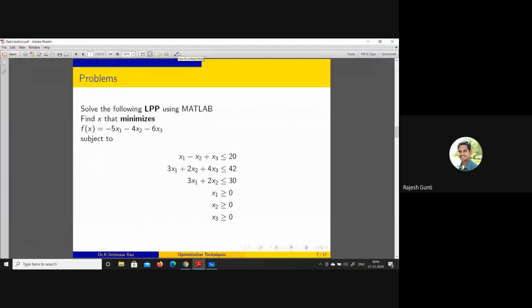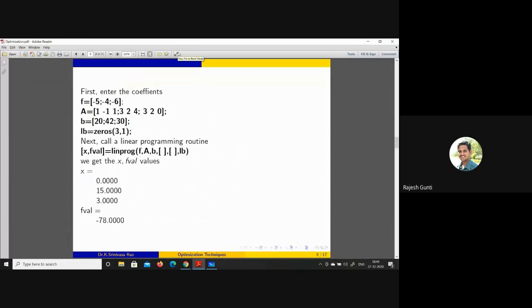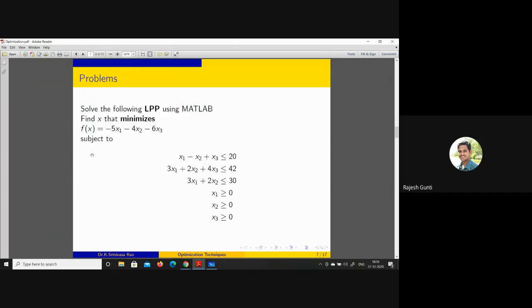We have to write in standard format. Then f transpose, A, b, lower bound, zeros of 3 comma 1, or 0 semicolon 0 semicolon 0. Not a problem, you can write like that. Here lower bounds are there, capital A, capital B. We are taking this last solver.